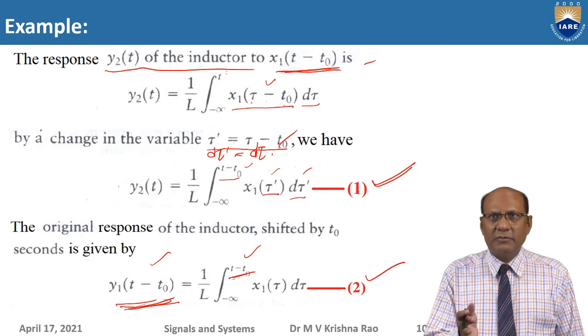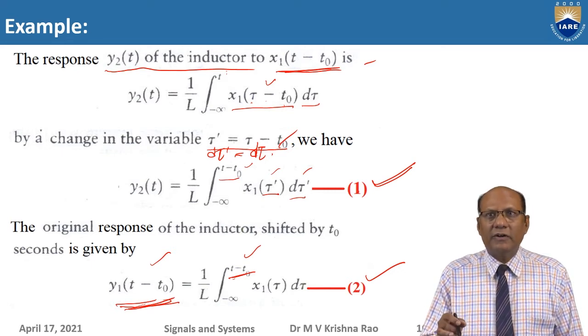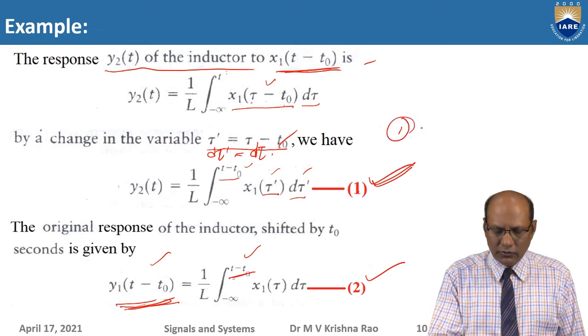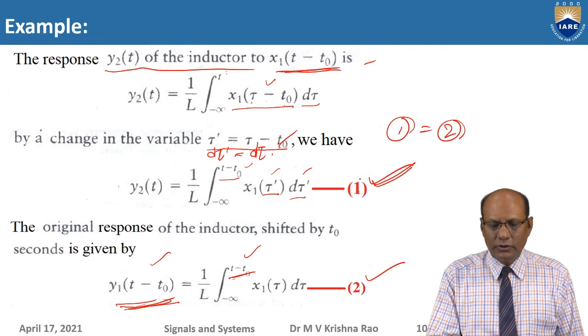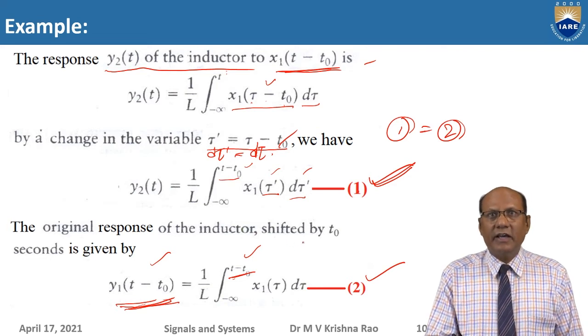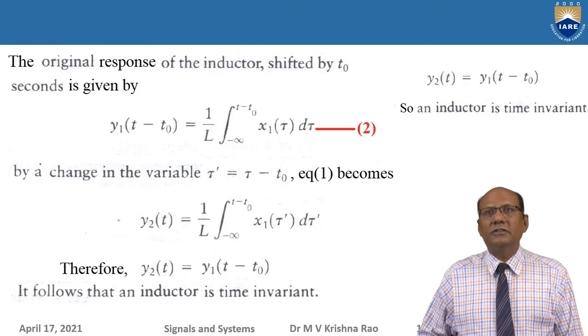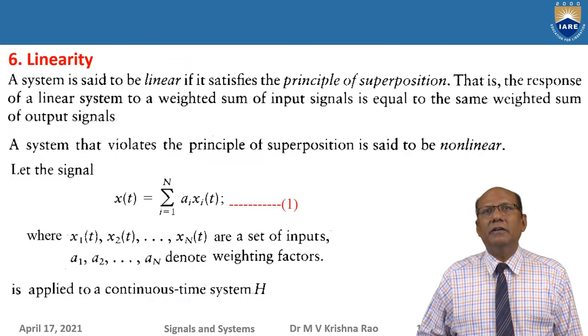Tau or tau prime, it doesn't matter, because a variable of integration is always a dummy variable. So these two equations are equal. That means 1 equals 2. So I can say that it is a time invariant system. Okay, this part I am skipping, it is not required.